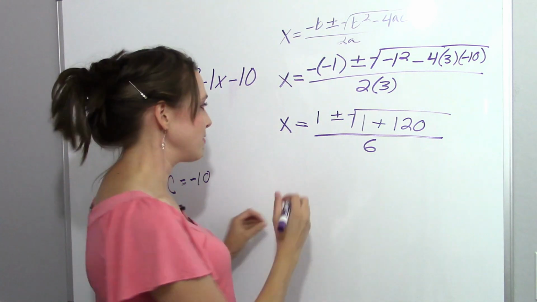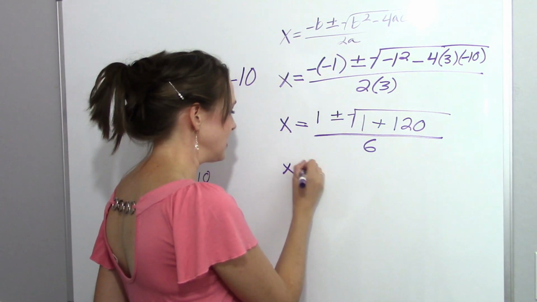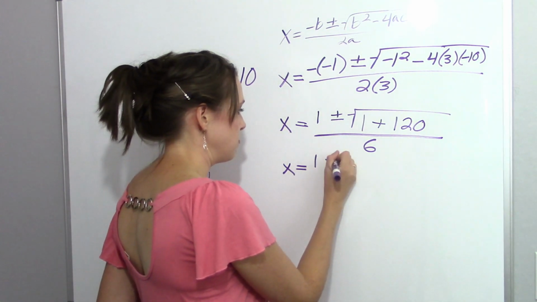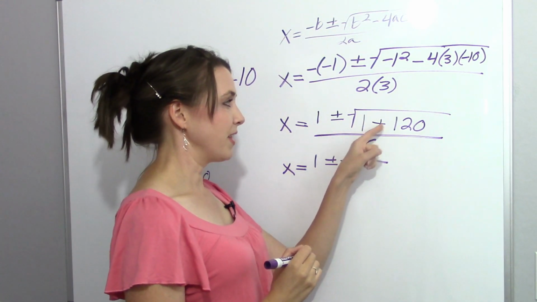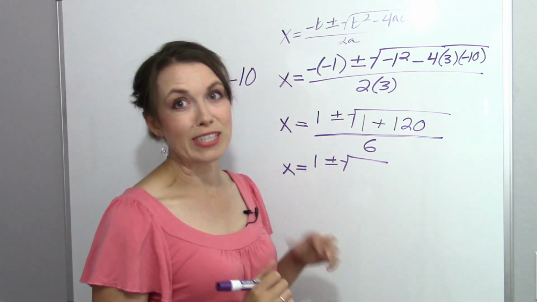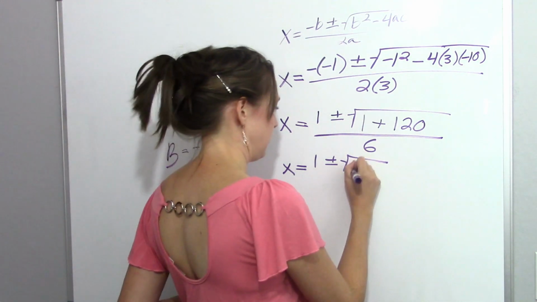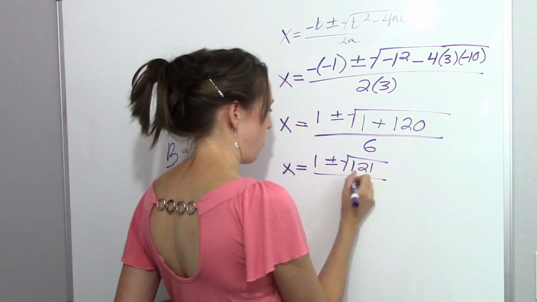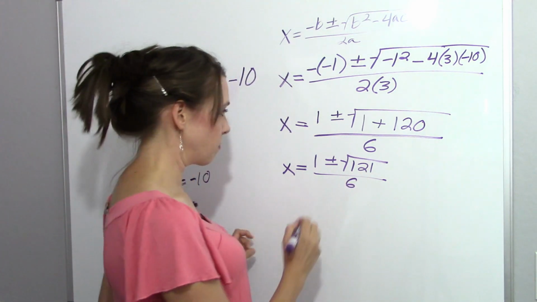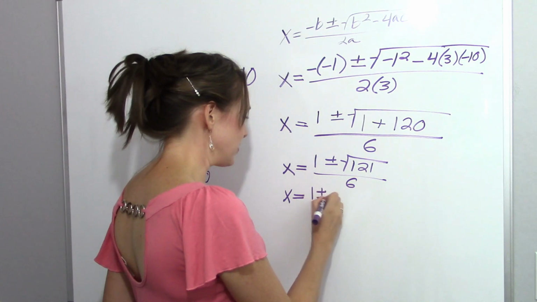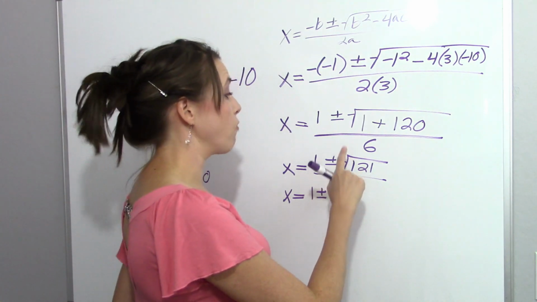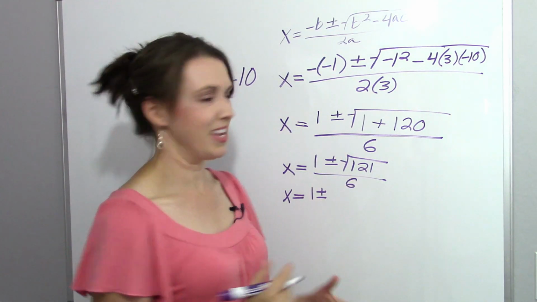Let's simplify it just a little bit more. X is equal to 1 plus or minus the square root. 1 plus 120 is 121, all over 6. Now we can simplify it a little bit more. 1 plus or minus the square root of 121 is simply 11 over 6.